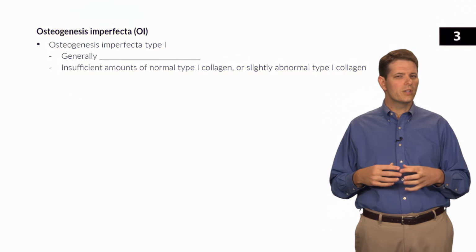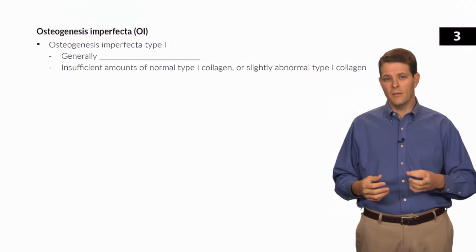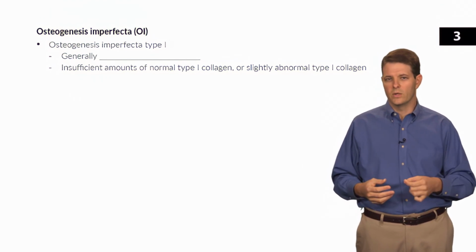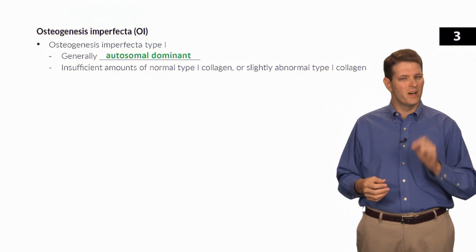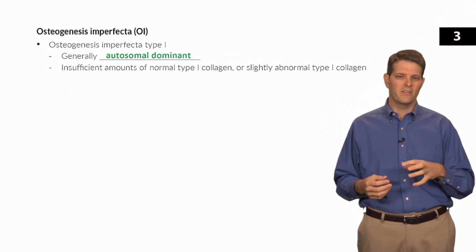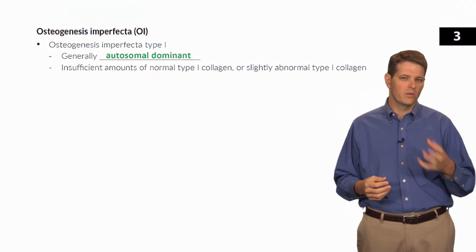Now there are a whole bunch of different subtypes of OI, but the most common type is OI type 1, which is an autosomal dominant disease where you have normal type 1 collagen, but just not enough of it. Or in some cases you might have slightly abnormal type 1 collagen. Either one of those can occur. But remember, type 1 collagen is your strong collagen. It's found in your bones. So if you don't have it, you're going to have multiple fractures with even minor trauma.